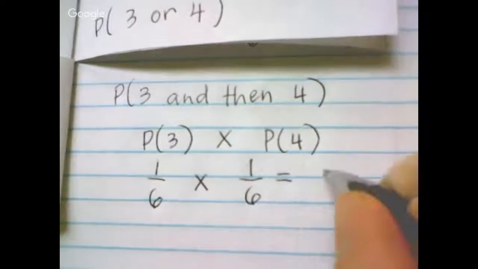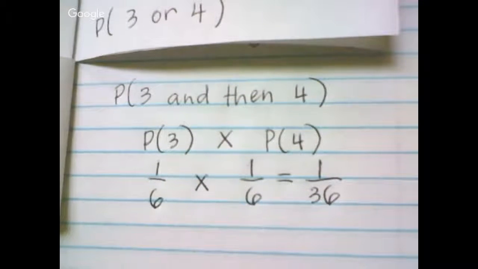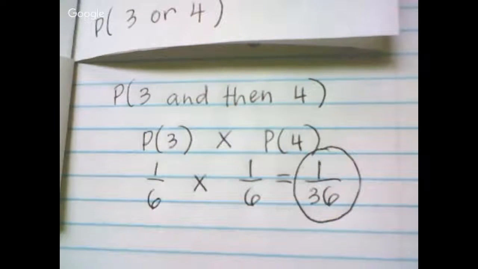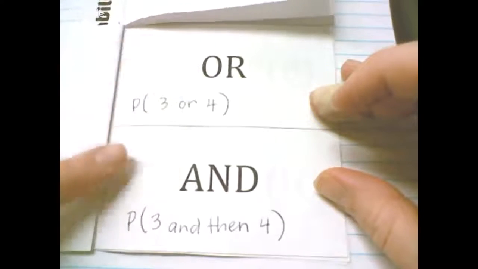When I do that, I have 1 out of 36. Much smaller chance of a 3 and then a 4 instead of a 3 or 4. Those are the two big parts of compound, either or and.